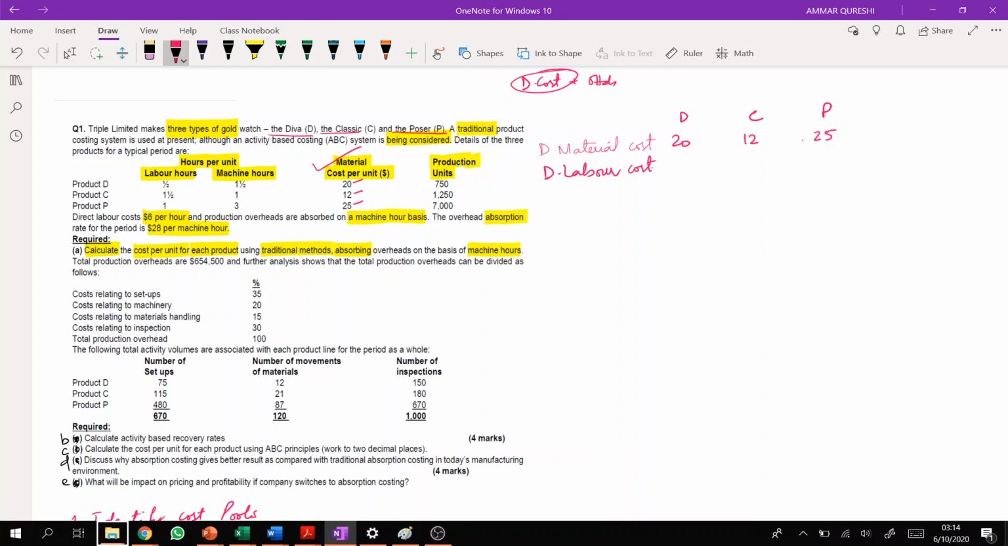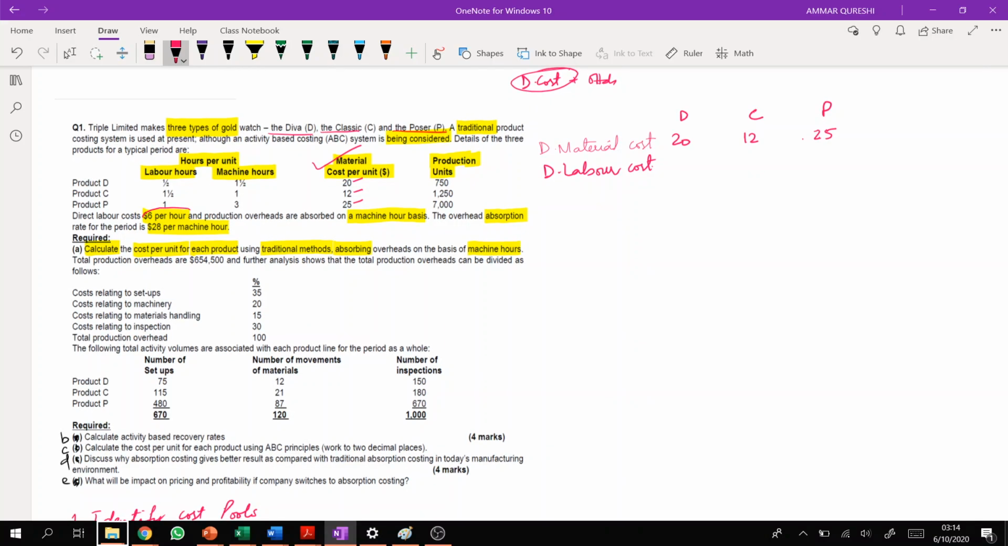Direct labor cost is what? Direct labor cost is not given in the question. But the examiner gave us this $6 per hour. And what is $6 per hour? It's the wage rate of labor, right? So the wage rate is given in the question, and we need to multiply the wage rate with the labor hours.